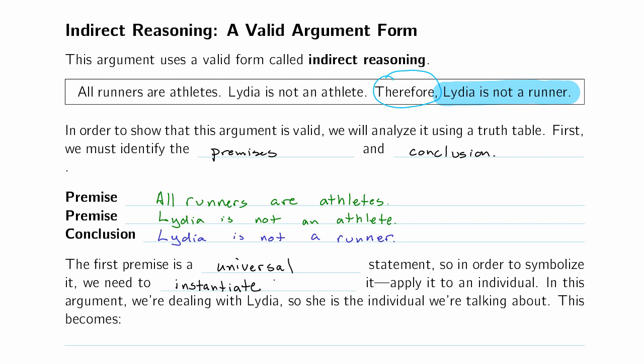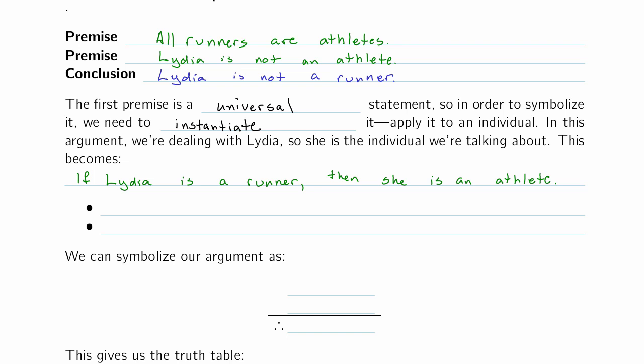So we'll apply this argument to Lydia. What does all runners are athletes say about Lydia? Well, it says that if she's in the category of runners, she also has to be in the category of athletes. Our first premise, when we instantiate it for Lydia, becomes, if Lydia is a runner, then she's in the larger category of athletes. If Lydia is a runner, then she is an athlete. In general, when we're working on an exercise like this, it's not necessary to write that down, but you can write it down if you find it useful for this next step.